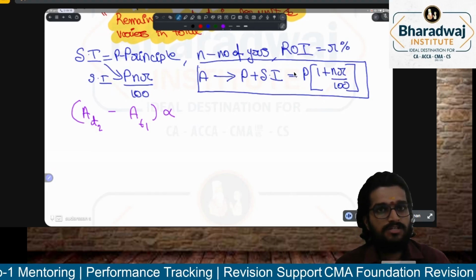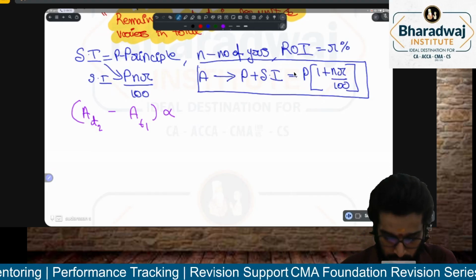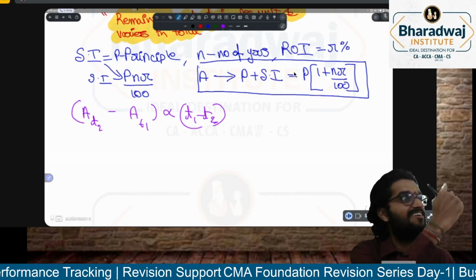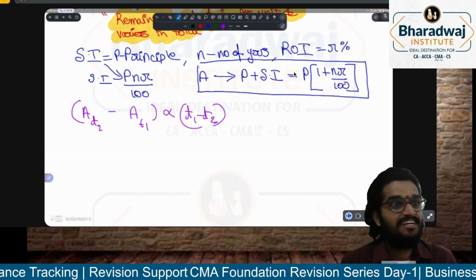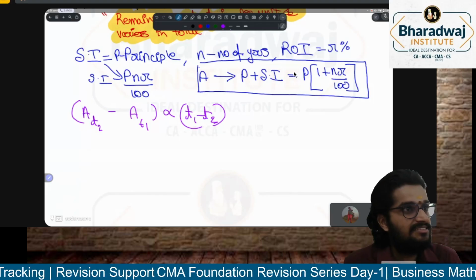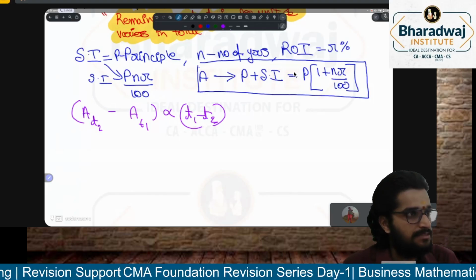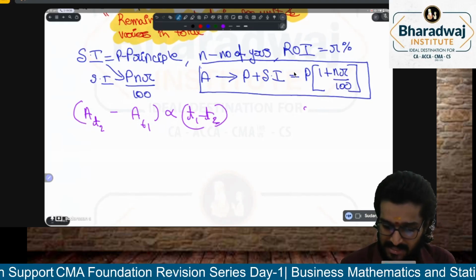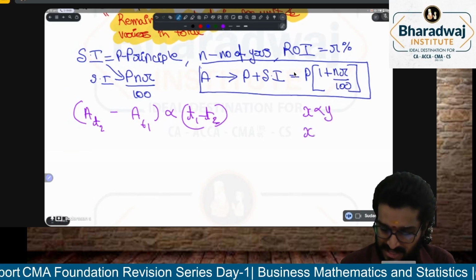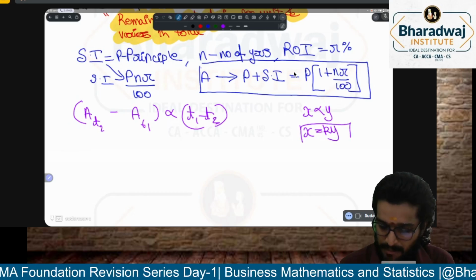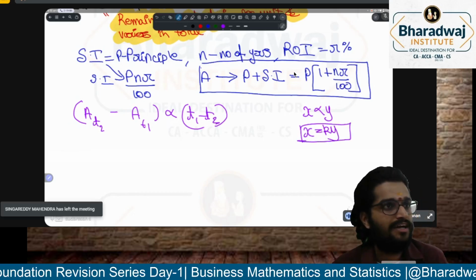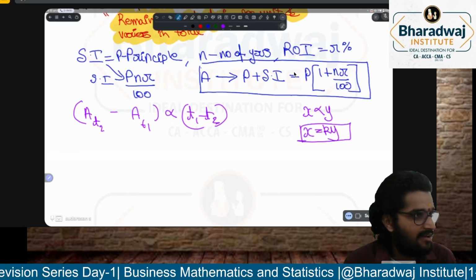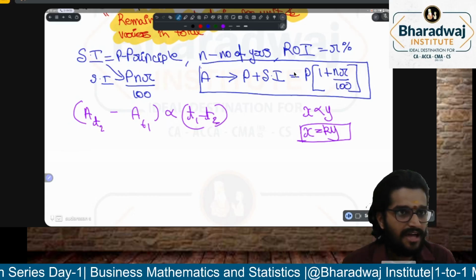Which will be proportional to the difference between the years. Sir, you are mentioning it as proportional to. What is the proportionality constant? If x is proportional to y, you can write it as x equal to ky. That's what we call the proportionality constant. This k is the proportionality constant. K is the ratio between x and y.